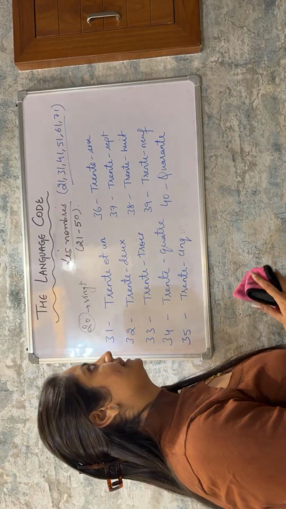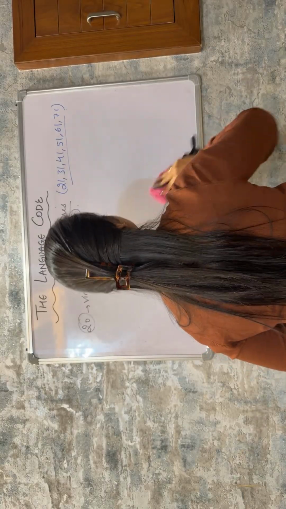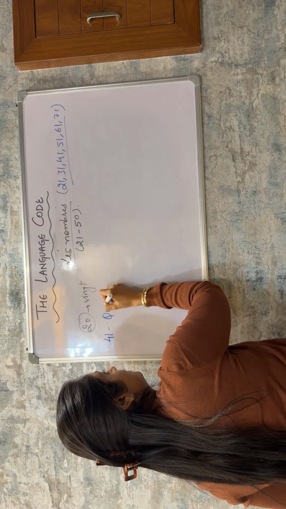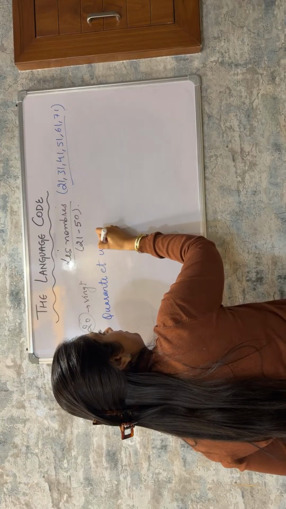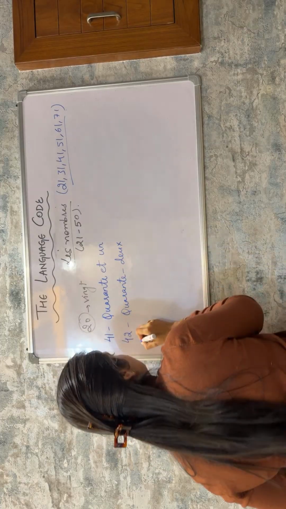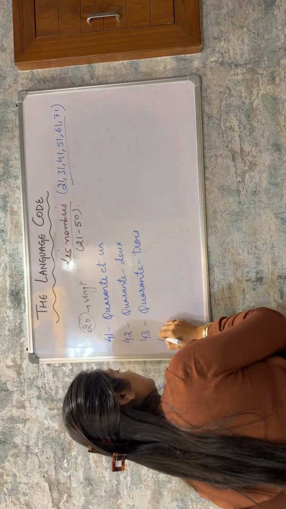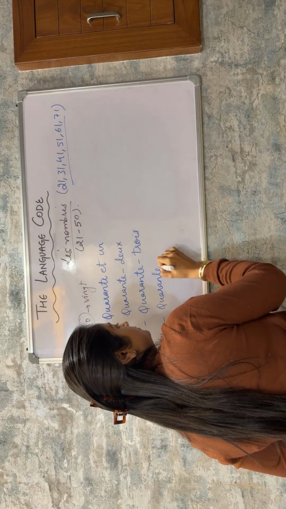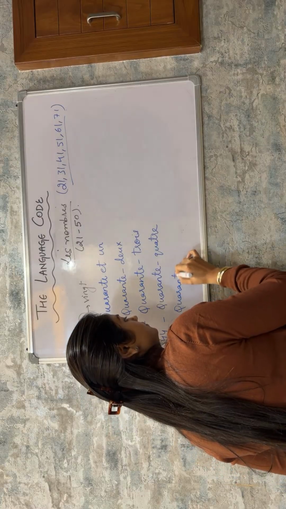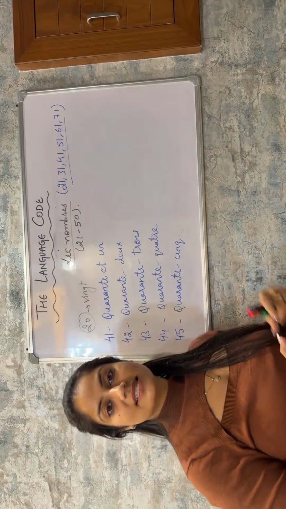That is 41 to 50. Now if 30 was trente, 40 was quarante, so 41 becomes quarante et un. 42, following the same pattern. 43, 44, 45. 41, 42, 43, 44, 45.